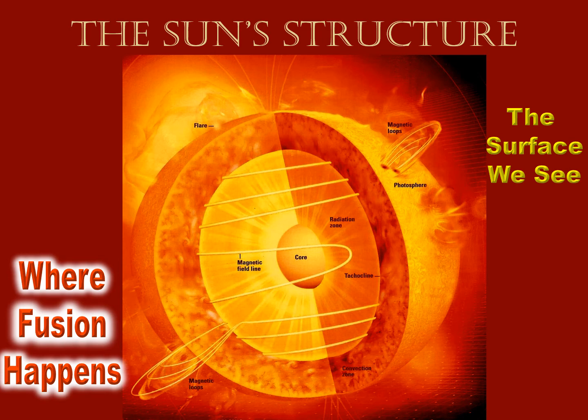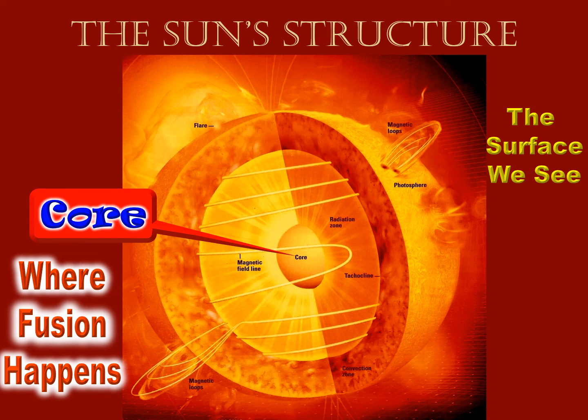So when you look at the structure of our sun, which is similar to the structure for any star, the most important part of a star is really its core, because that is where the fusion happens. That's the part of the star we really need to know about to understand what is happening. The only problem is we can never see the core of a star.